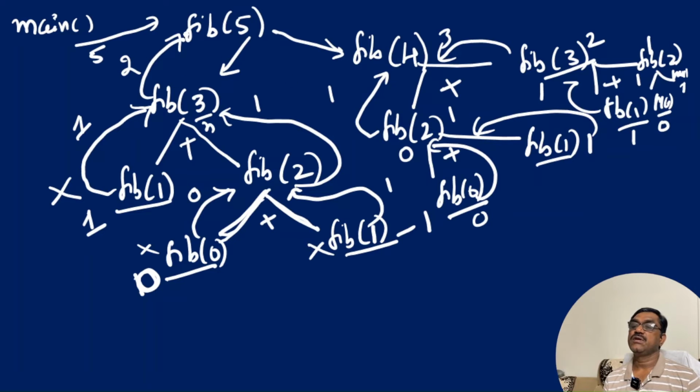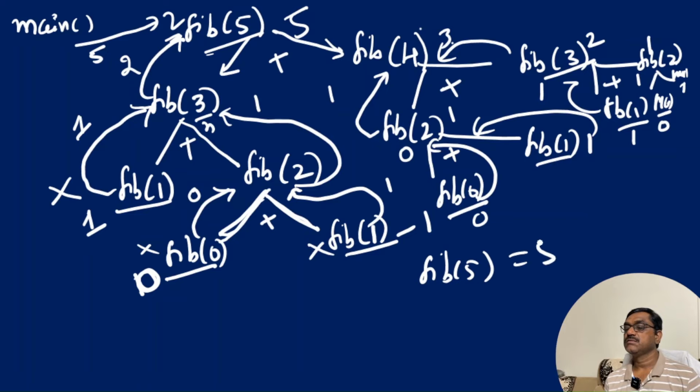Left side value we got here is 2. Left side part 2 we got here, right side part we got 3. Now this is the plus operation, 2 plus 3, how much? 5. Fib of 5 we are getting 5. The output we are going to get is fib of 5 is 5.